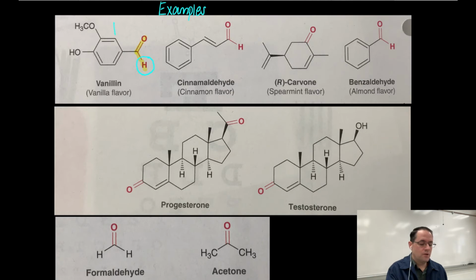We can also abbreviate this as a CHO. So if you ever see something written CHO, that means a carbon that's doubly bonded to the oxygen, and then you have a hydrogen bonded to the carbon atom.